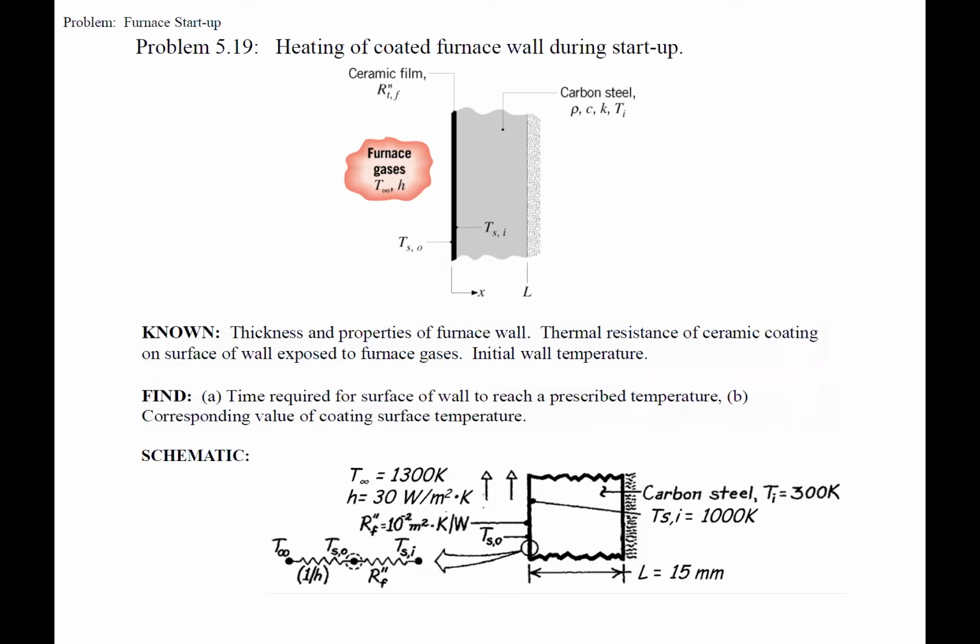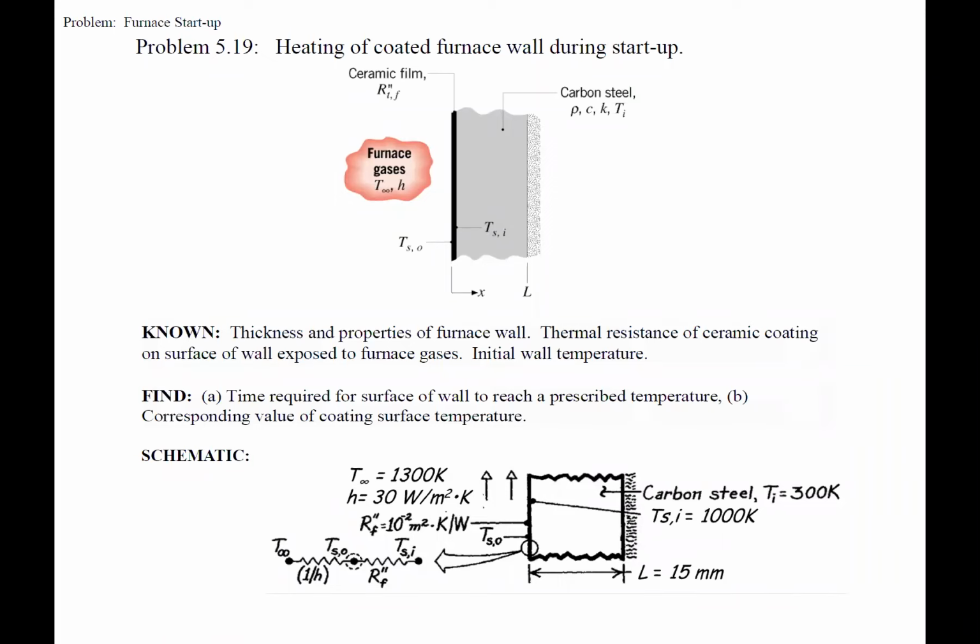At furnace startup, the wall is at an initial temperature of 300 Kelvin, and the combustion gases at T infinity of 1300 Kelvin enter the furnace, providing a convection coefficient of 30 watts per meter squared Kelvin at the ceramic film. Assuming the film to have negligible thermal capacitance, how long will it take for the inner surface of the steel to achieve a temperature of 1000 Kelvin? What is the temperature of the exposed surface of the ceramic film at this time?